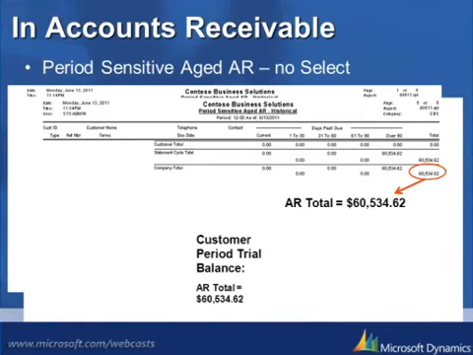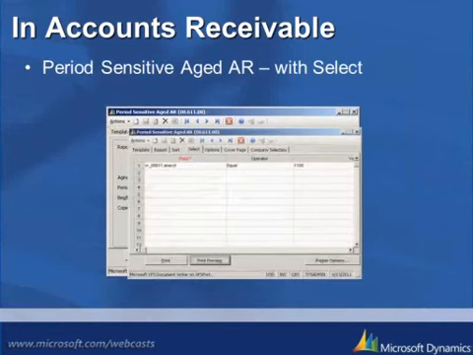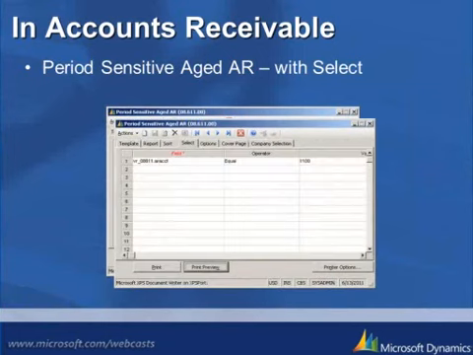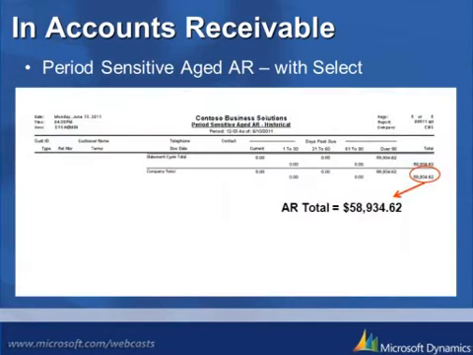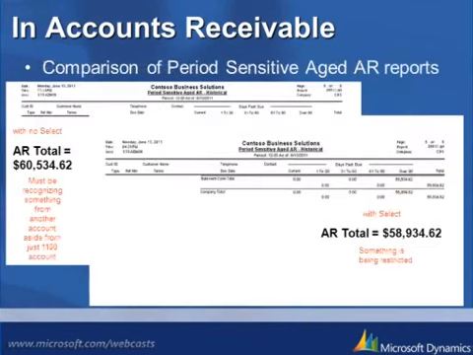If we run the same period sensitive aged AR report, but this time we add a select criteria on it and restrict it to AR account 1100. If I run this report, we get our $58,934.62 total. This happens to match our customer period trial balance report that did have the select criteria on it. So you can see the difference in the way that the reports pull the data, we need to restrict it by account and/or sub-account if necessary to keep everything level.